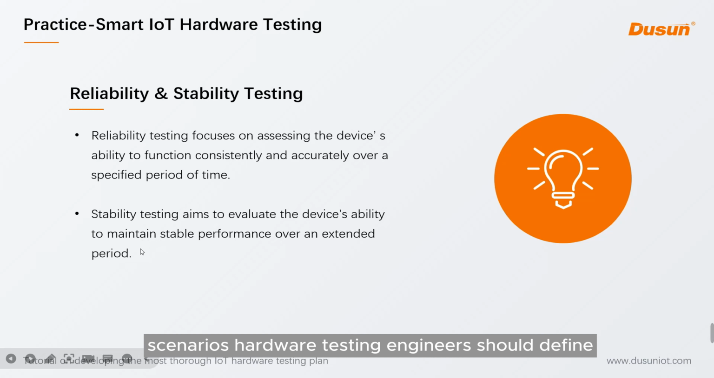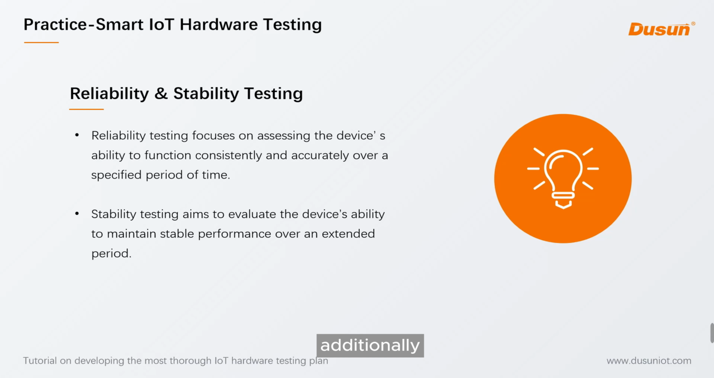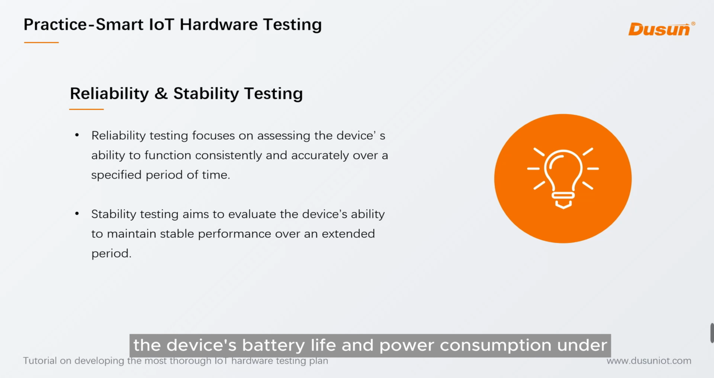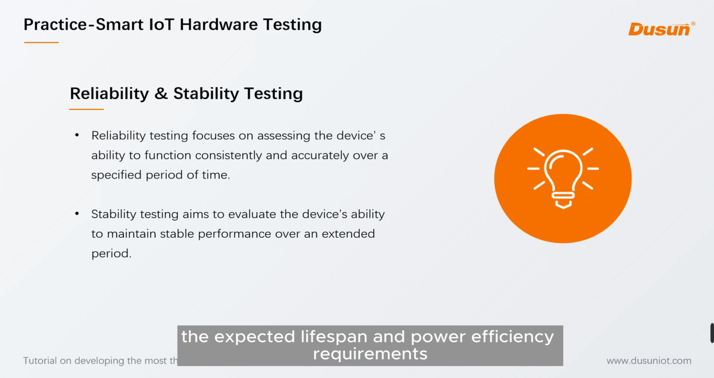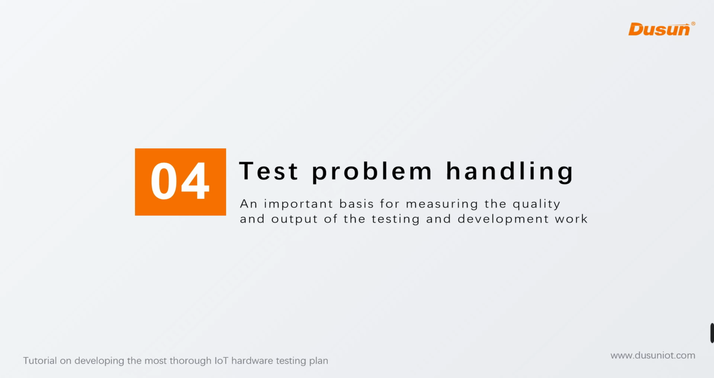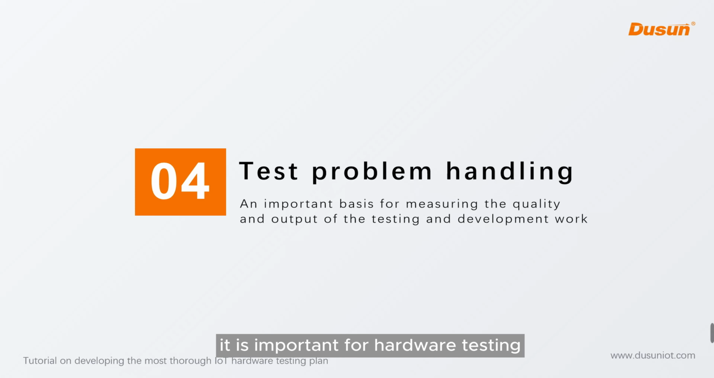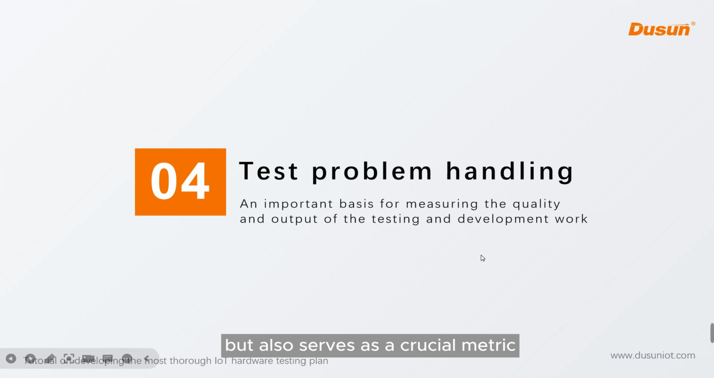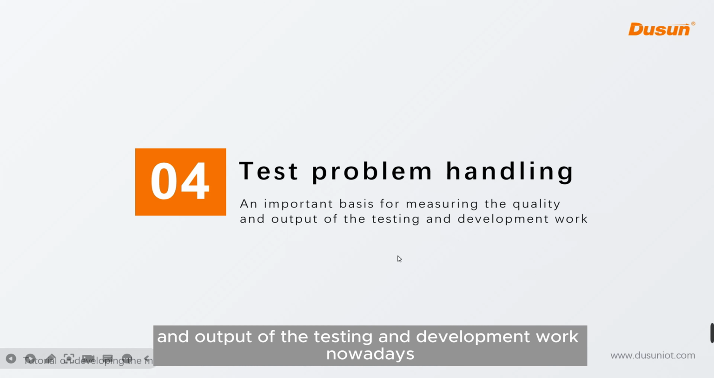Hardware testing engineers should define the desired operational environment and assess the device's performance and behavior over an extended duration. Additionally, stability testing may include assessing the device's battery life and power consumption under various operating conditions to ensure it meets the expected lifespan and power efficiency requirements. During the testing process, it is important for hardware testing engineers to record and track the bugs they discover. This not only helps in resolving the problems, but also serves as a crucial metric for evaluating the quality and output of the testing and development work.